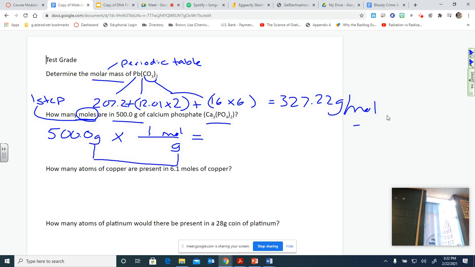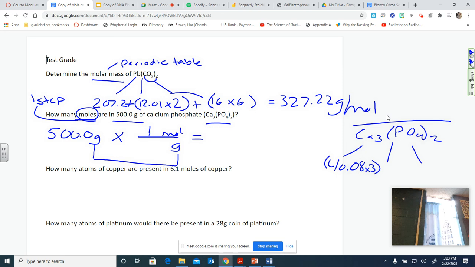I'm going to write over here the molar mass of Ca3(PO4)2, with a little 2, like that. So I need calcium, I need phosphorus, I need oxygen's mass. All right, calcium is 40.08, but there are three of them. So times 3.